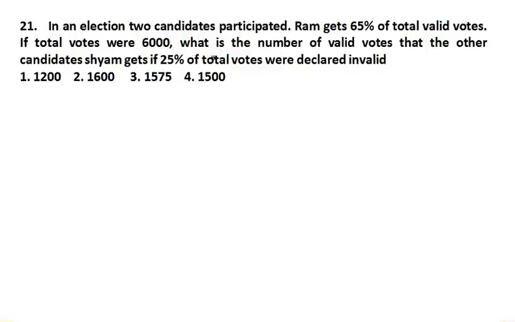In an election, two candidates participated. Ram gets 65% of the total valid vote, okay. If the total vote were 6000, what is the number of valid votes that the other candidate Shyam got if 25% of the total votes were declared invalid? Look guys, here there are two candidates, Ram and Shyam. Ram got 65% of the valid vote.